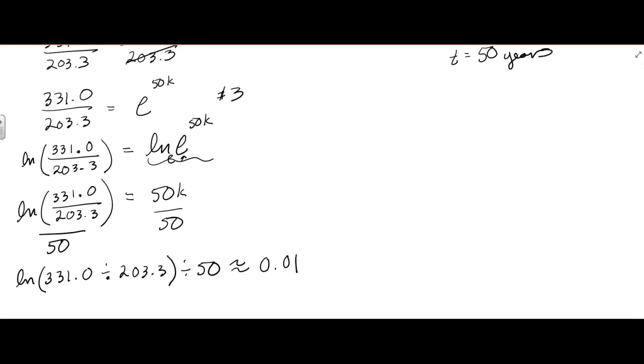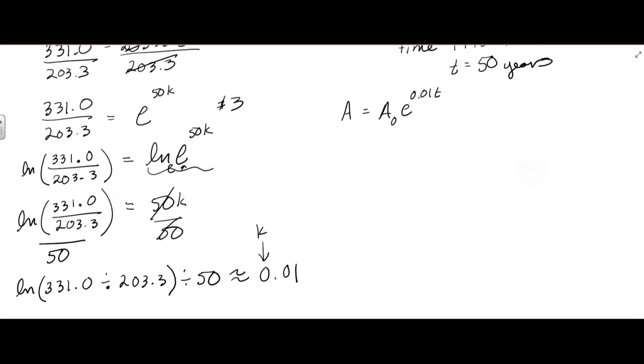Okay, so now we know what K is. That's what we were figuring out. This is K. Remember, those canceled. Okay, so that's K. Now we can write the formula. A equals A naught e to the, we're going to put 0.01 t. And now they can ask us something.